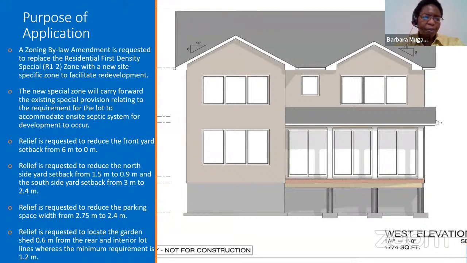With respect to the relief requested for the yard setbacks, the south side setback of 2.4 meters will allow for on-site parking and will accommodate a driveway, but it also provides sufficient space to access the rear yard in the event that maintenance is required for the septic system that's to be located in the rear yard.